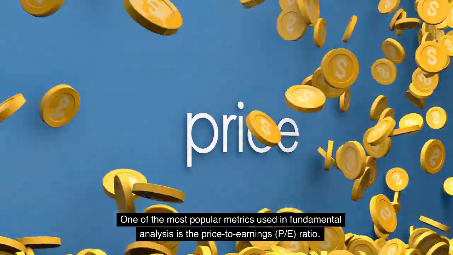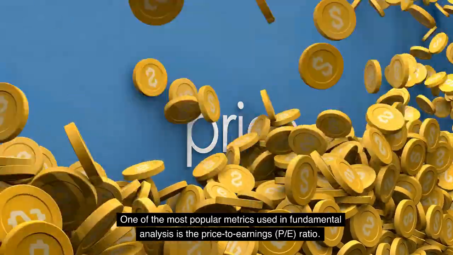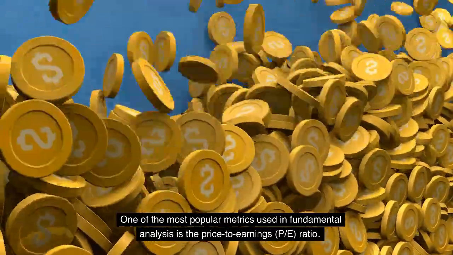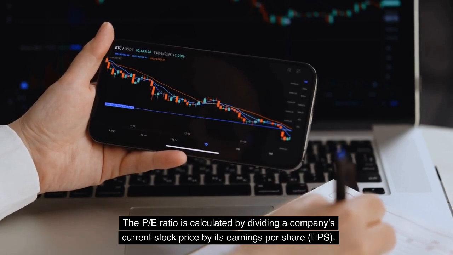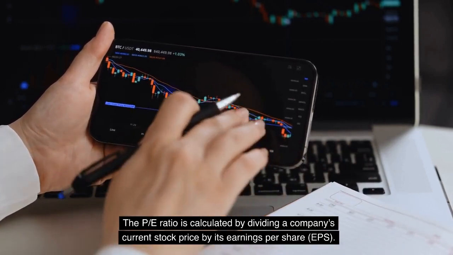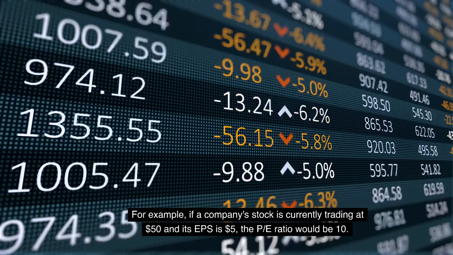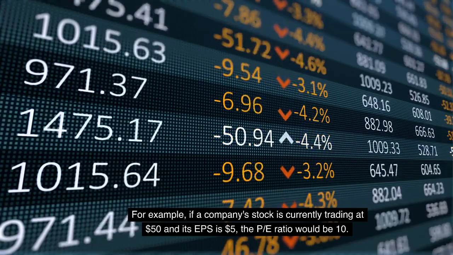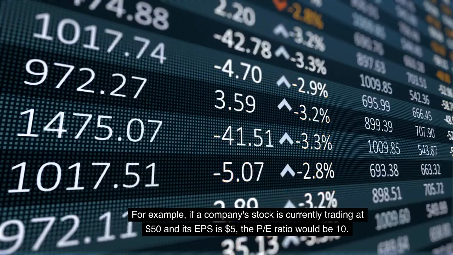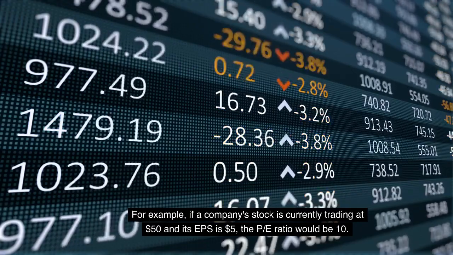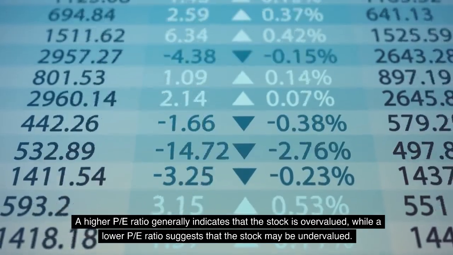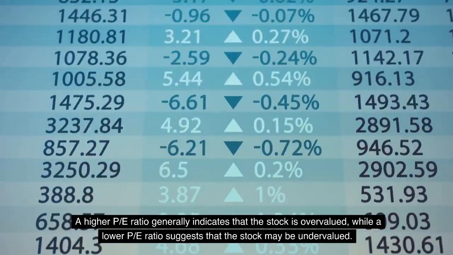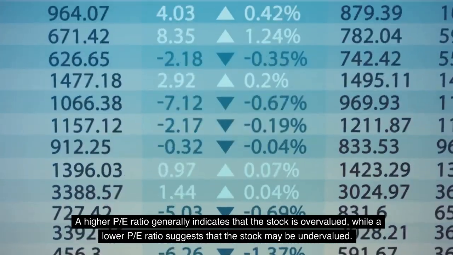One of the most popular metrics used in fundamental analysis is the price-to-earnings (PE) ratio. The PE ratio is calculated by dividing a company's current stock price by its earnings per share (EPS). For example, if a company's stock is currently trading at $50 and its EPS is $5, the PE ratio would be 10. A higher PE ratio generally indicates that the stock is overvalued, while a lower PE ratio suggests that the stock may be undervalued.